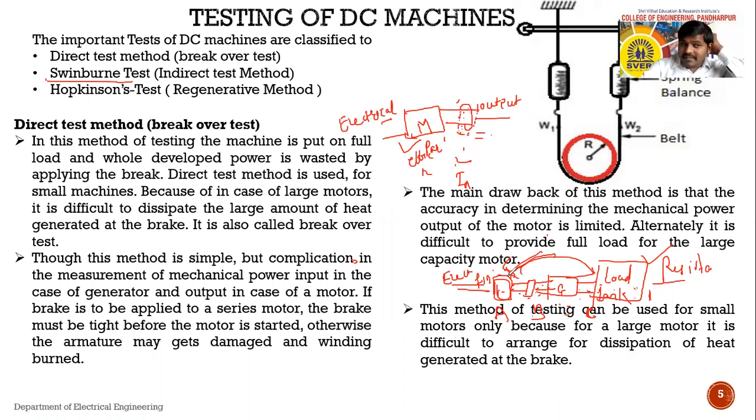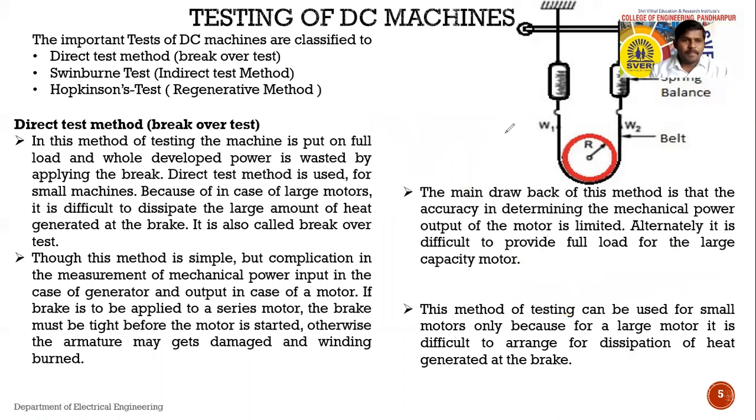Now we will see one by one. The first one is the direct method of testing. In this method of testing, the machine is put on full load, and the whole power developed by that machine is wasted by applying a brake. So we can call it a brake test. Now see how this test can be performed on the output of that machine. Suppose here is the output shaft of that motor.